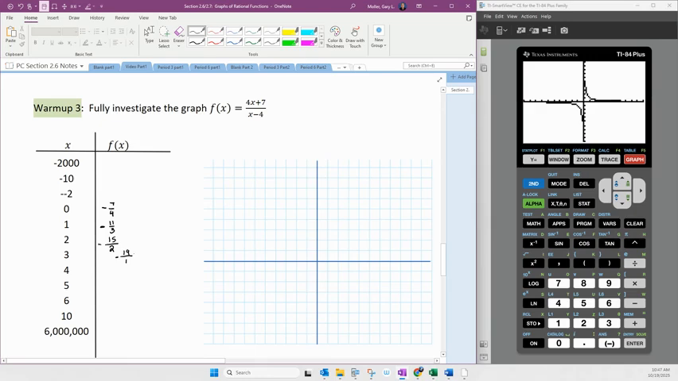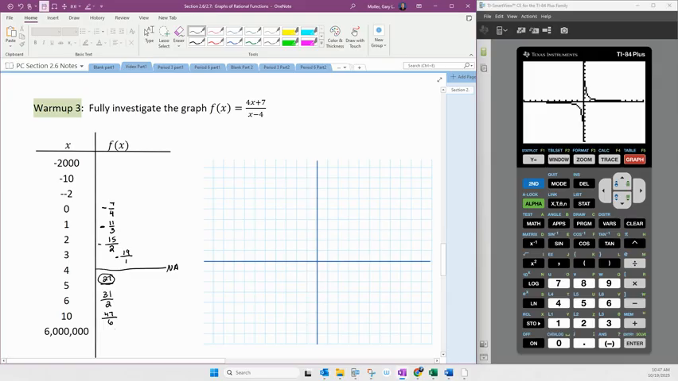At 4, I have 0 in the denominator. I got no answer. At 5, I get 27 over +1, so I just get 27. At 6, I get 24 plus 7 is 31 over 2. Then 47 over 6. All right. Keep getting bigger.